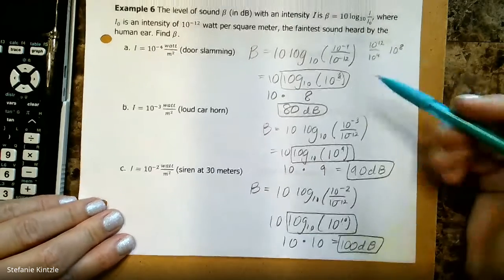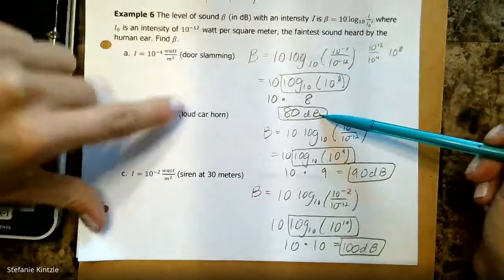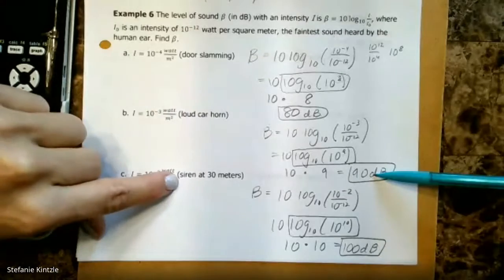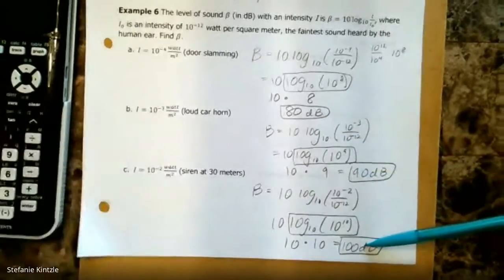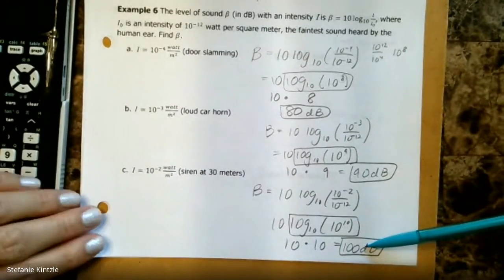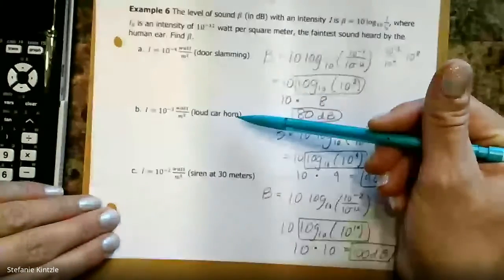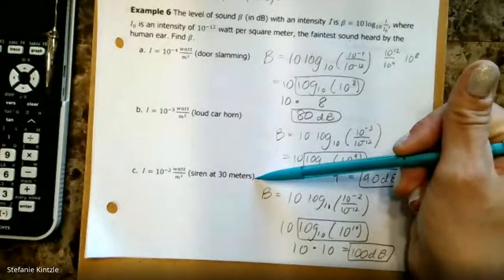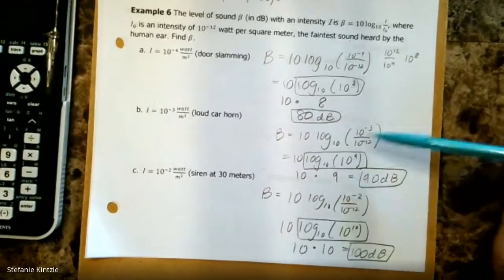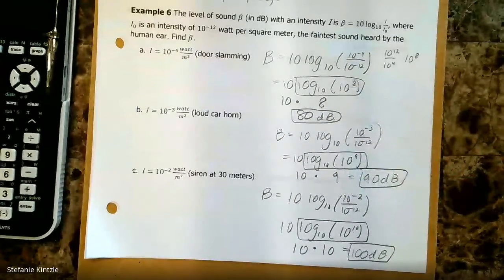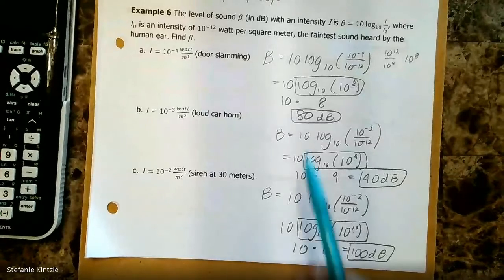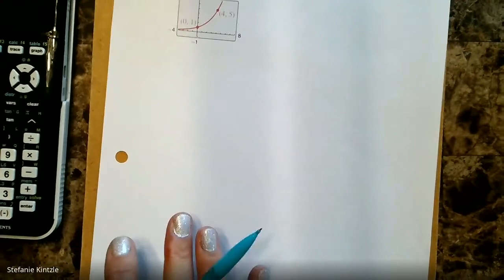So if you look, a door slamming is 80 decibels, a loud car horn is 90 decibels, and a siren at 30 meters is 100 decibels. 80, 90 to 100 doesn't really sound like that big of a difference, but these sounds are all very different. So that's why using logarithms actually helps us understand what's going on. Okay, so there are some real life examples. I have one more example.